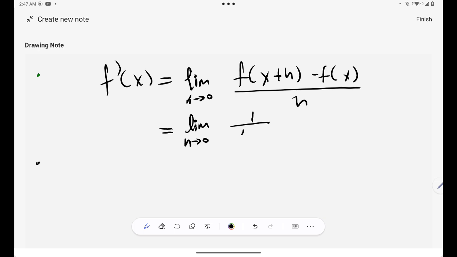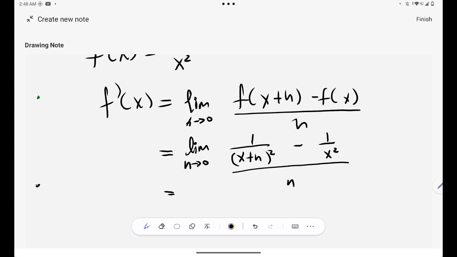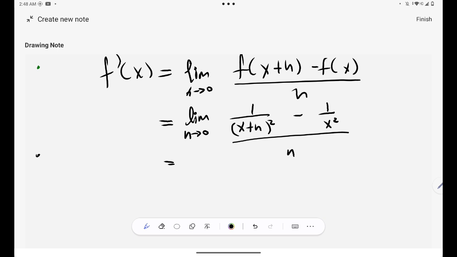We have 1 over (x plus h) all squared minus 1 over x squared, and this entire thing is divided by h. Whenever I deal with fractions, I don't want to have fractions within a fraction. So I'll multiply the top and bottom by an LCD that accommodates both the numerator and the denominator.